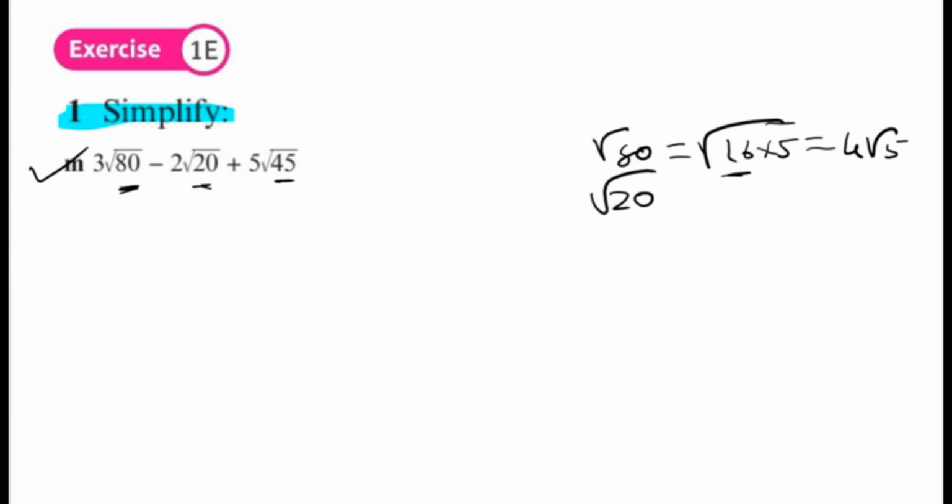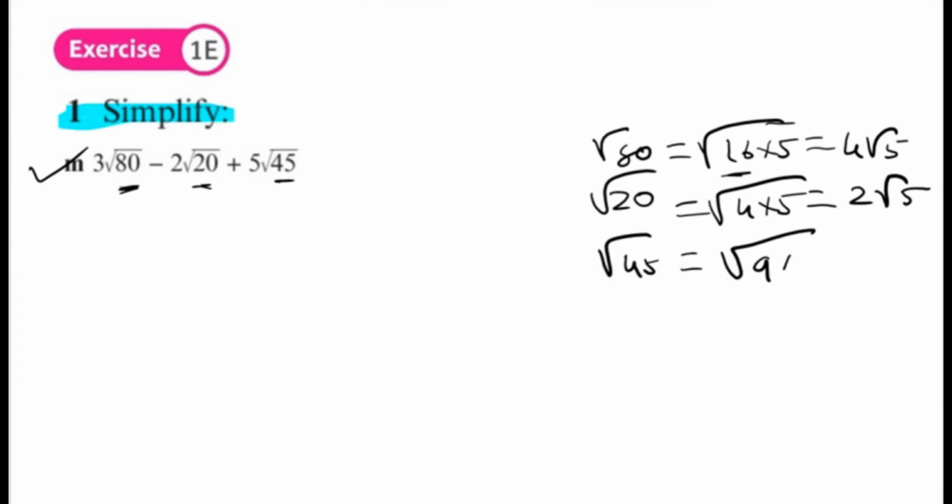Root 20 is root of 4 times 5, root 4 is 2, so it's 2 root 5. Root 45 is root of 9 times 5, square root of 9 is 3, so 3 root 5. Now you can see all the surds are in root 5 form.